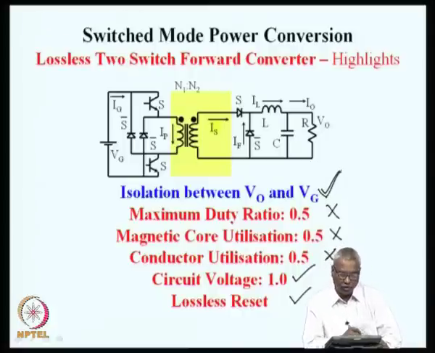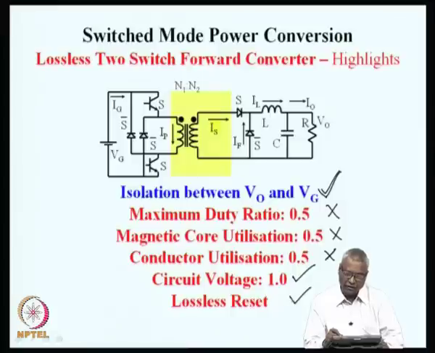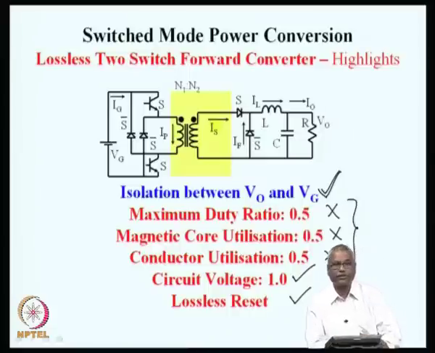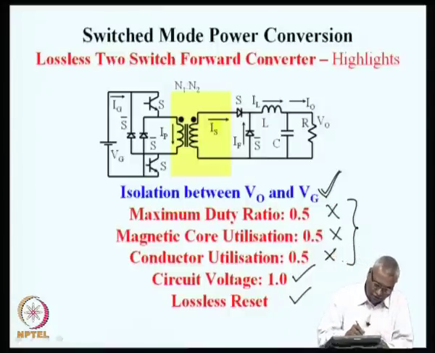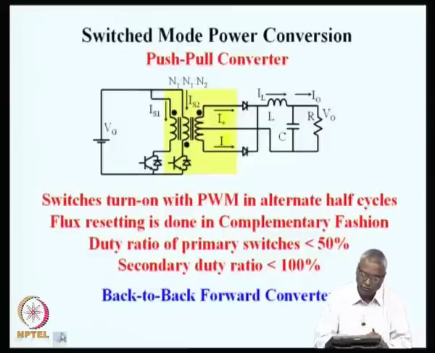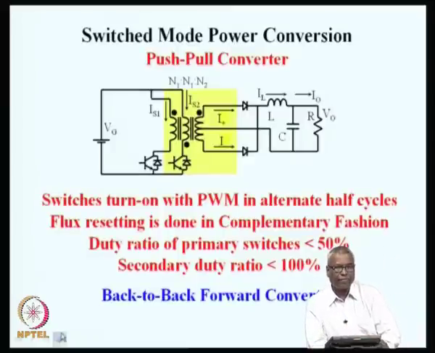Isolation is our main goal. Initially, we had a lossy reset, now we have a lossless reset, then we had a circuit voltage which was double, now that also has come within normal utilization. Now, in this configuration, we have three other limitations. Duty ratio is not full, magnetic core is not fully utilized, conductor is not fully utilized. You will see in the next few slides other circuits which are doing this better.